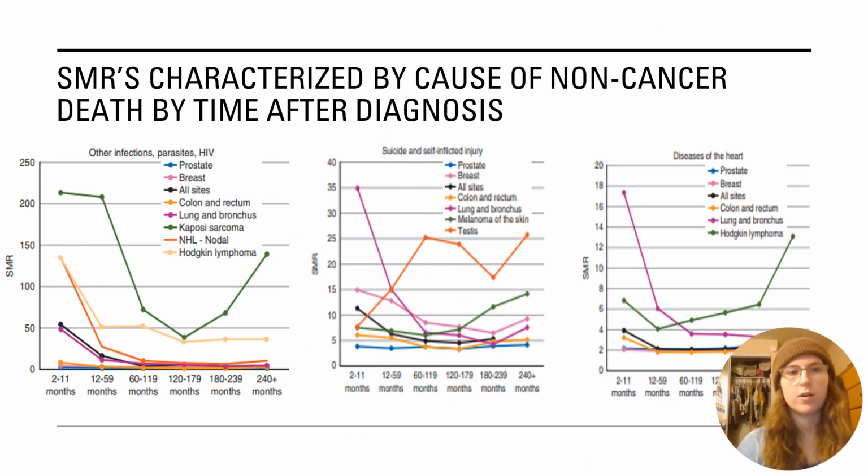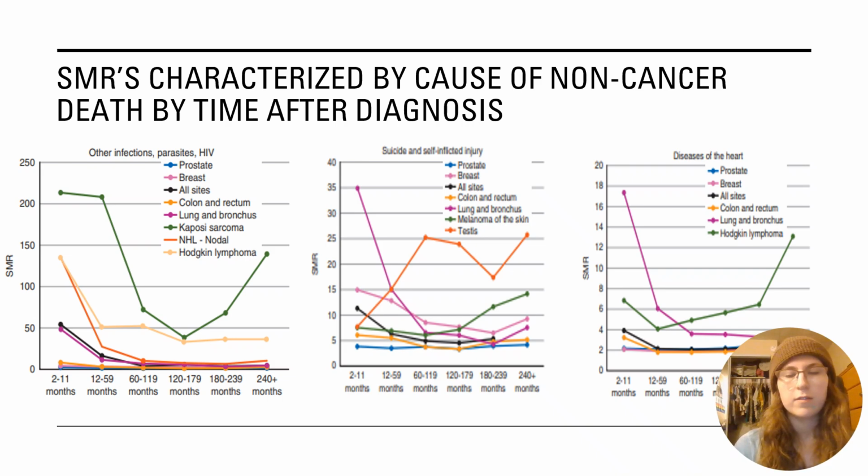But to look at some of them closer up, just to zoom in on some of these specifically for the non-cancer death by time after diagnosis, we have first the other infections and parasites. A lot of it peaks pretty early on, and that's going to be at the height of treatment and when people are the most immunocompromised. But there is more of a decrease later on, after they've gone into remission or been in it for a while. But the outlier there is Kaposi sarcoma, and that's just because it directly affects the immune system as well. So it's taking a double hit, and it's harder to recover after that.